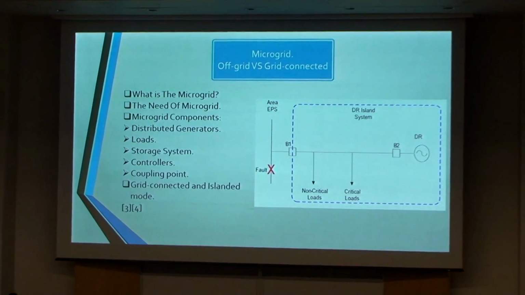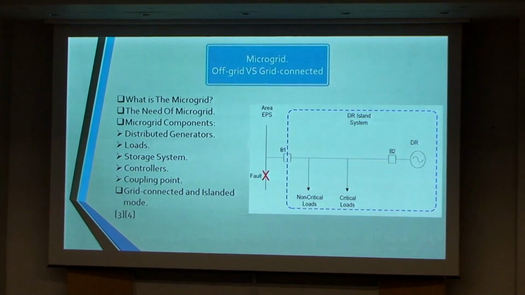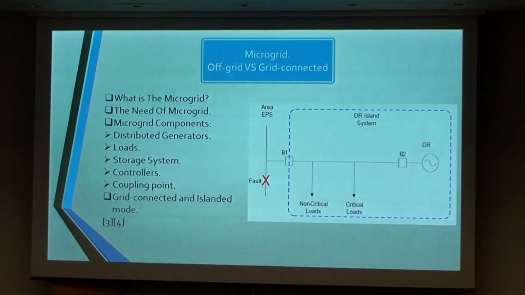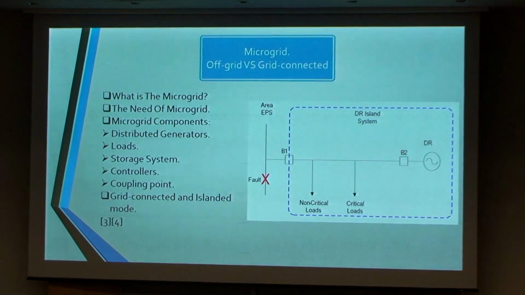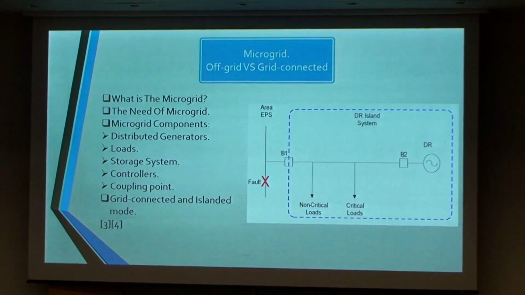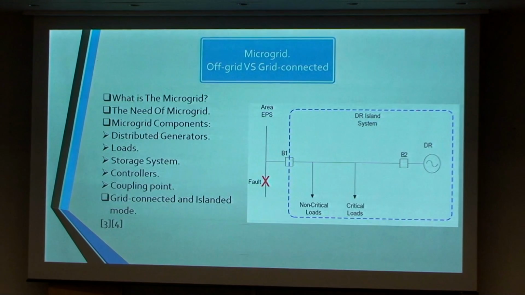The microgrid components: distributed generators, according to the IEEE design guide, are defined as generators or storage units that are not directly linked to the main transmission system. And loads, storage system, controllers, interface point. Here we can see the simplest microgrid with a single distribution resource and the ability to connect to the main grid and work as isolated as well.